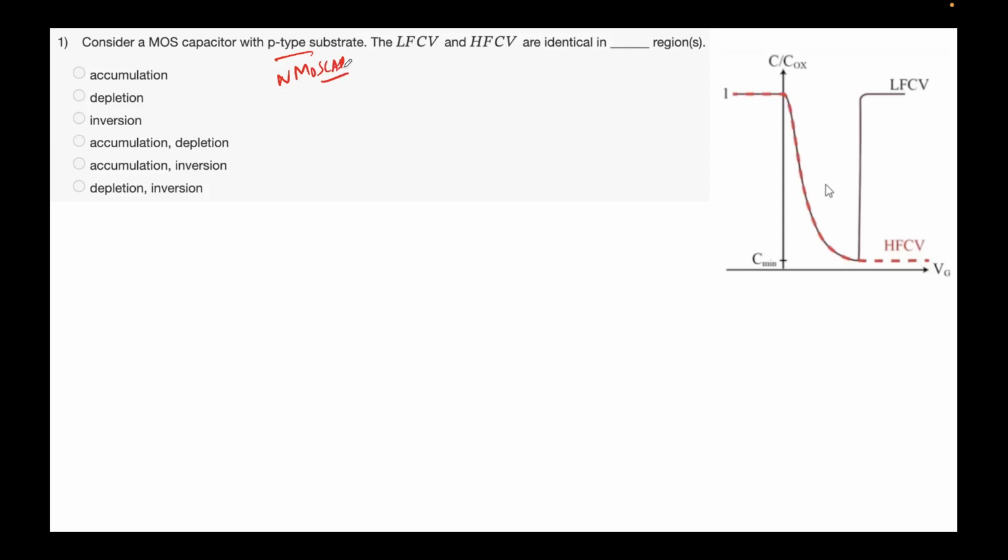Consider a MOS capacitor with p-type substrate. Again I'll assume it's ideal, so if it's a p-type substrate, it will be an N-MOSCAP, and we'll assume it to be ideal. The LFCV and HFCV are identical in which regions? So this is the plot that we are seeing. The solid black line is your LFCV, and the dotted red line is HFCV. So you can see that this is the accumulation.